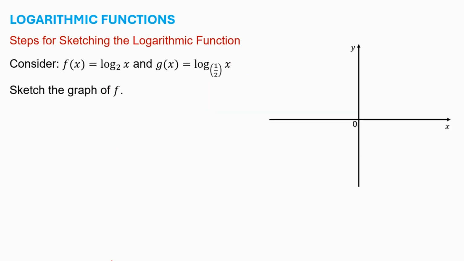Let's see how we do this. Consider f of x is equal to log of x to base 2. We've talked about this. Now let's see how we actually sketch these two graphs. We're going to start with f of x. So the log of x to base 2, the base is greater than 1, meaning that the shape is increasing. So the graph is going to be shaped like this. Let's find the x-intercept.